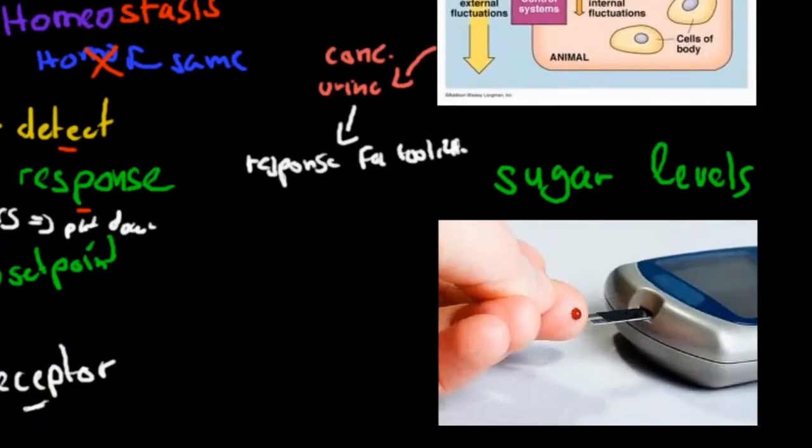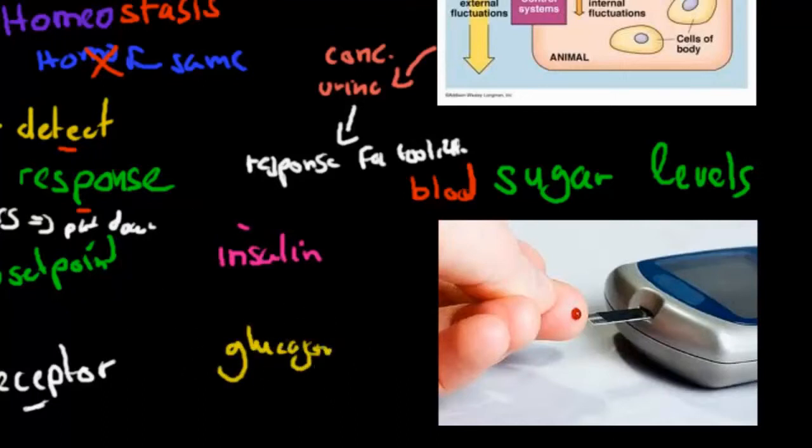So sugar. Sugar, we obviously want to keep a constant blood glucose. So this is about blood sugar levels. And we have two hormones that do this. So again, we have the detection part, which is our receptors. And then we have insulin and glucagon. These are two different hormones.